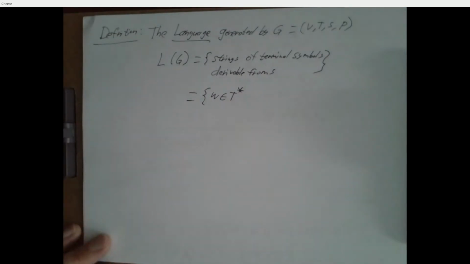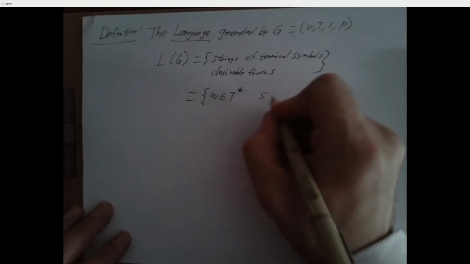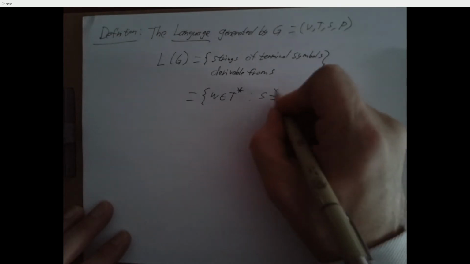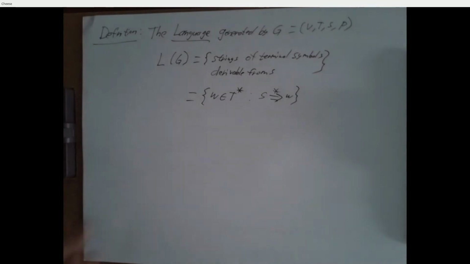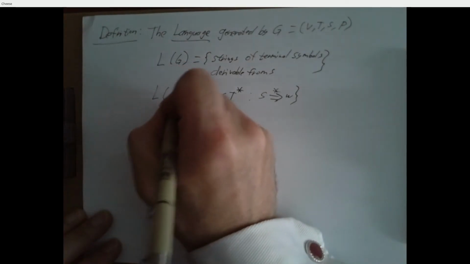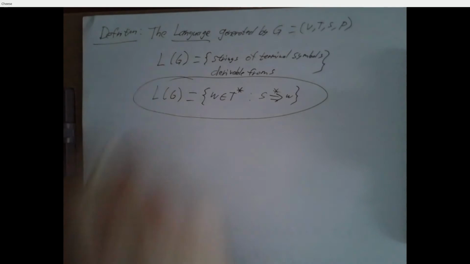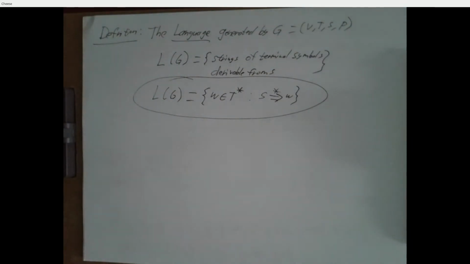Or it's a set of words contained in the collection of all words comprised of terminal symbols, the set of W in T star, such that W is derivable from S. So this is what math does. It takes like 45 minutes of lecture and boils it down to like one equation. So that's what the language of a grammar is, right? The set of symbols in T star that are derivable from S.